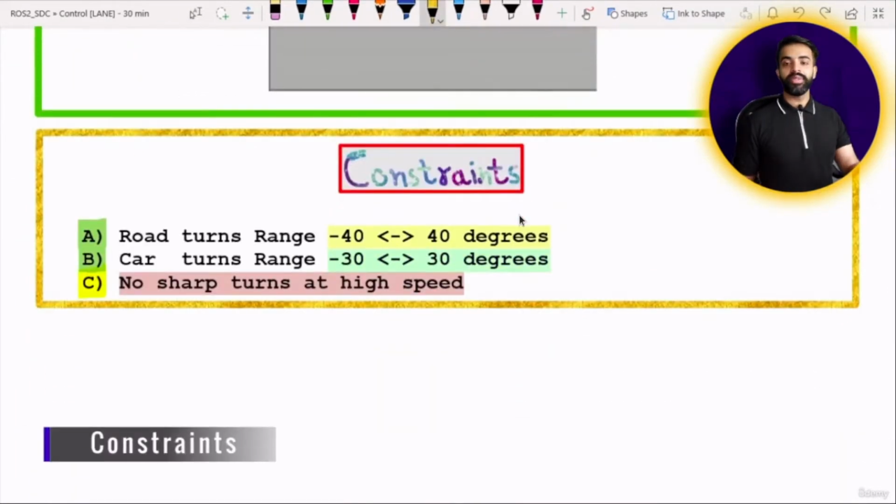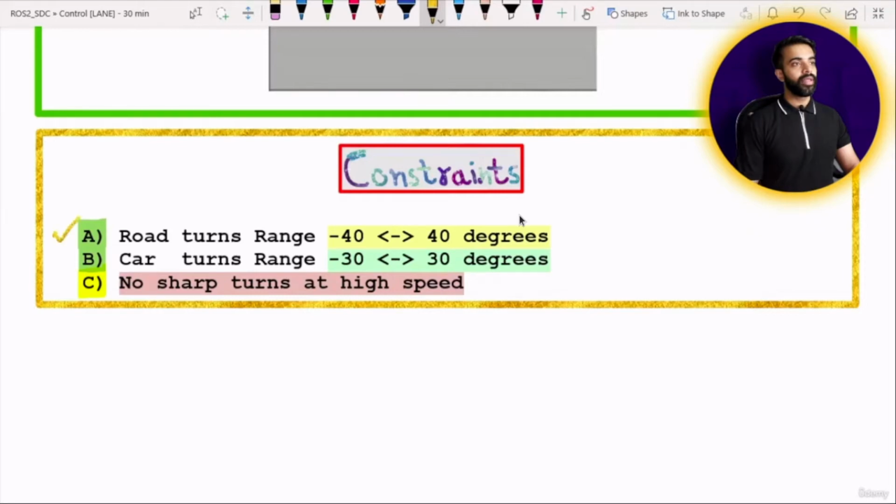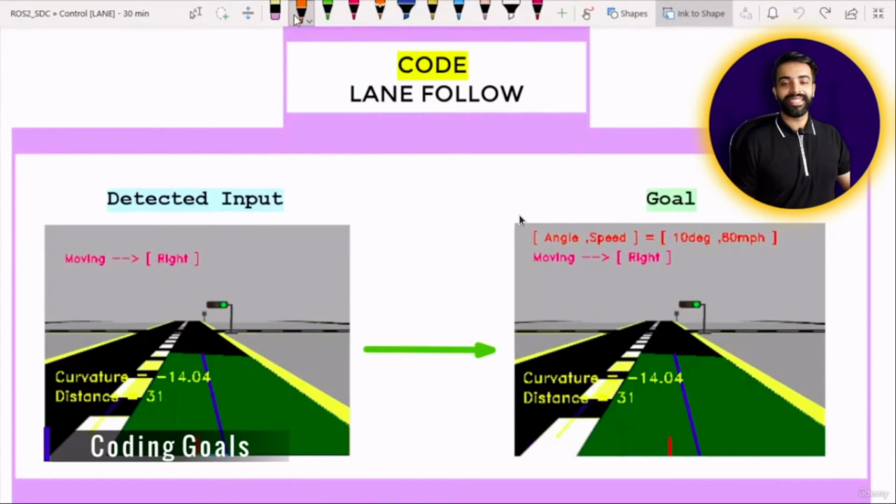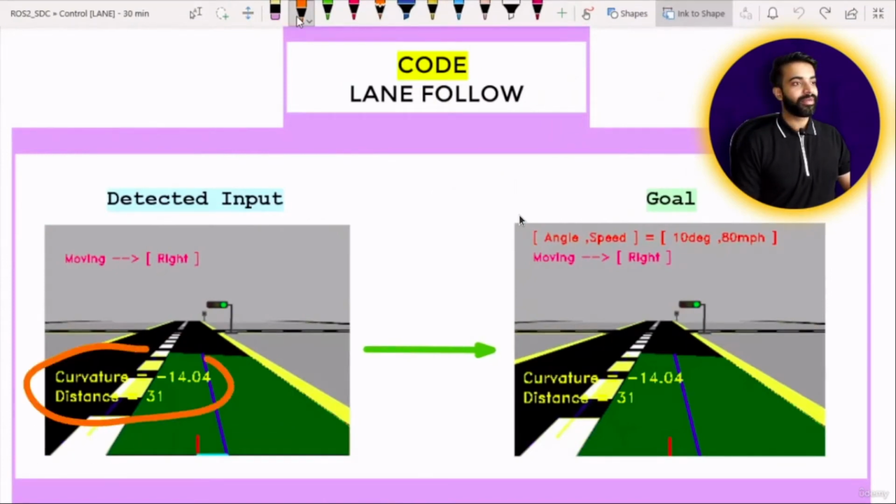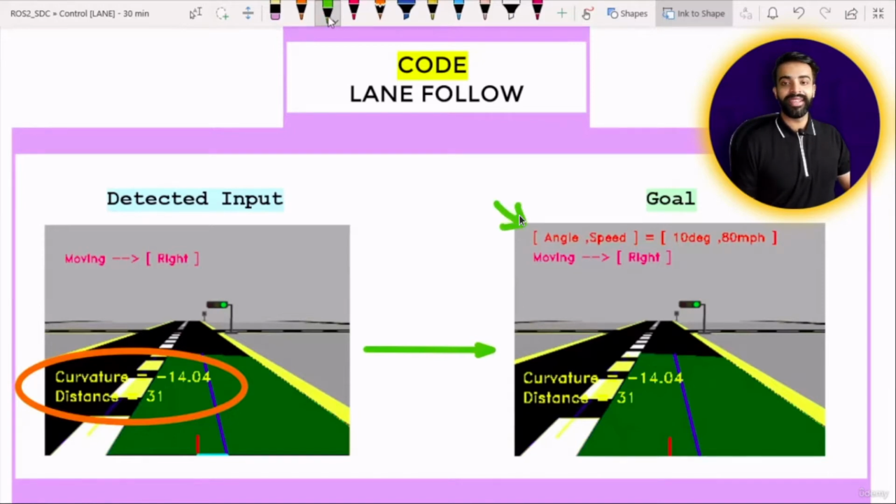And the constraints or the issues that we might need to navigate around while developing an algorithm are as follows. Number one, the max angle the road will turn on both sides. Number two, the max angle the car can turn on both sides. And number three, the issue of car overshooting in turns at high speeds. For coding, we have the information provided by the detection algorithm right here. And we'll be computing the two control parameters, the angle and the speed, that will help the car navigate the lanes.